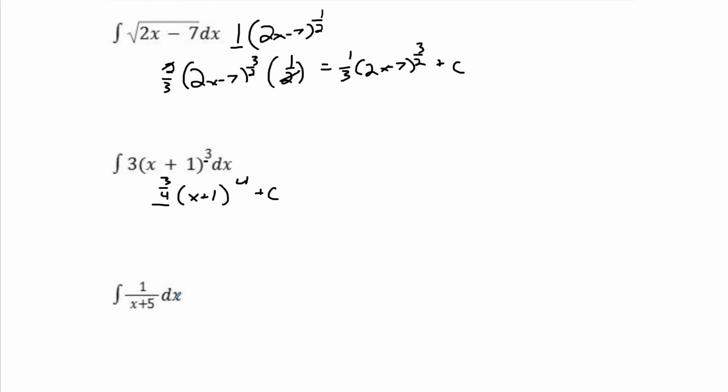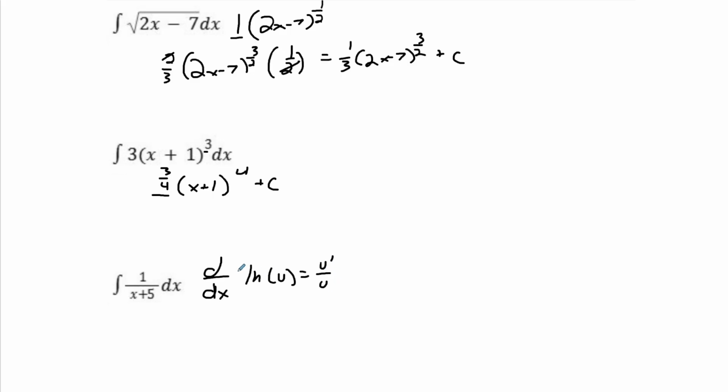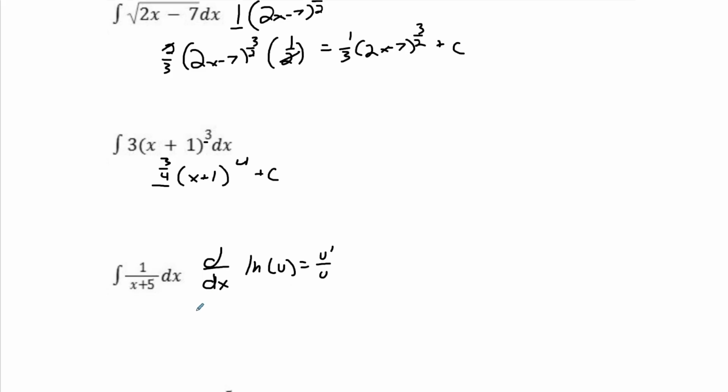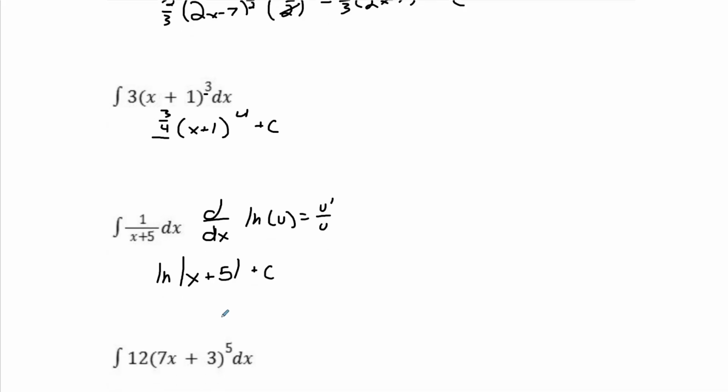Now what about this? 1 over x plus 5. Well, recall that the derivative, d over dx of ln of u, is going to equal u prime over u. So it looks like this is actually going to be ln, right? So all we're going to do is say, okay, on the bottom we have x plus 5, and when we differentiated x plus 5, we just got 1, right? So this is going to just be ln of, we have to put absolute value here, x plus 5 plus c, because the inside of ln cannot be negative, right?